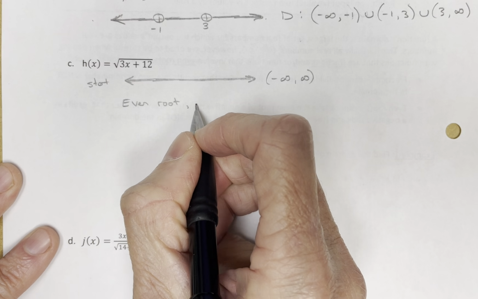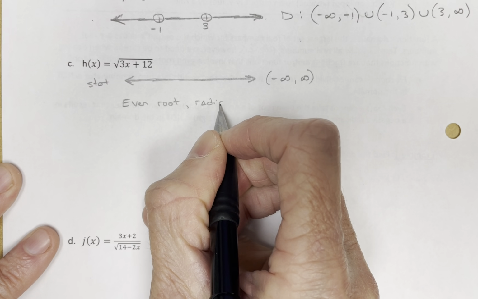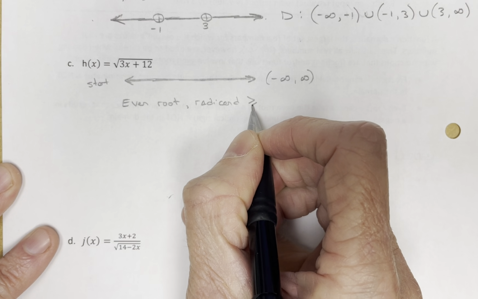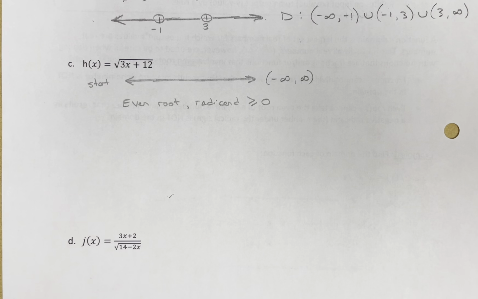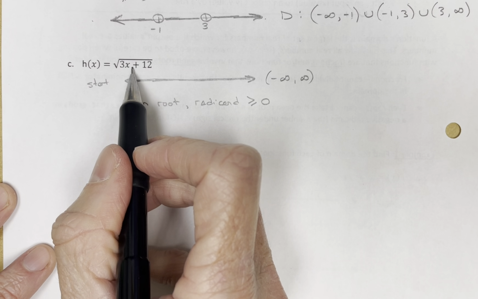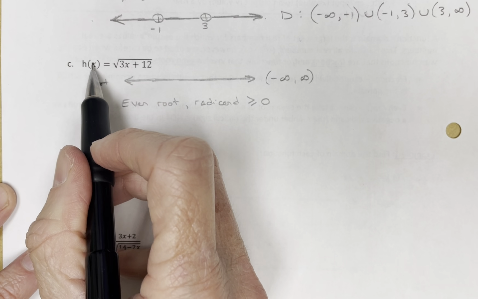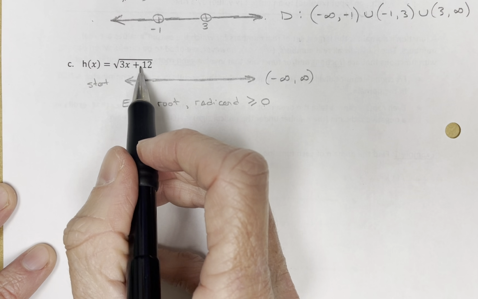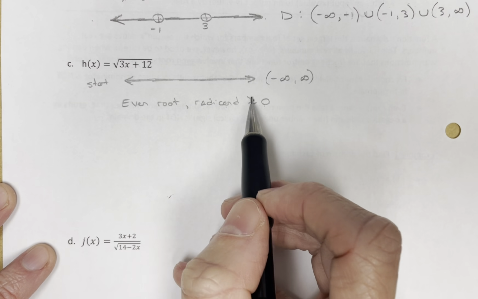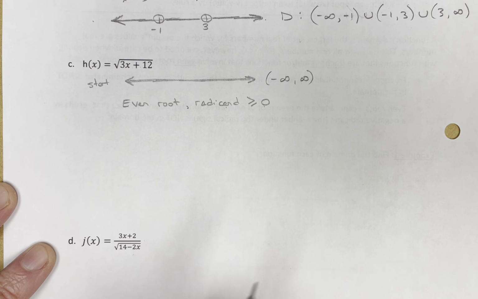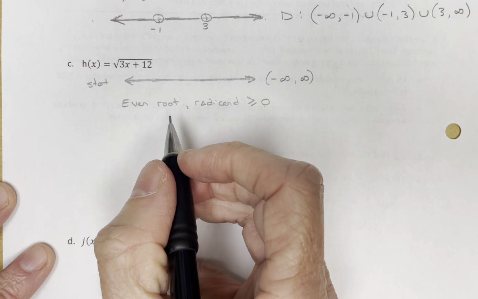Okay, so my radicand must be positive, which means greater than or equal to 0. It can be 0. I can have 0 underneath because the square root of 0 is 0. I can have any other positive number, but I can't have a negative. My radicand must be greater than or equal to 0. Well, let's test my radicand to make sure it's greater than or equal to 0.